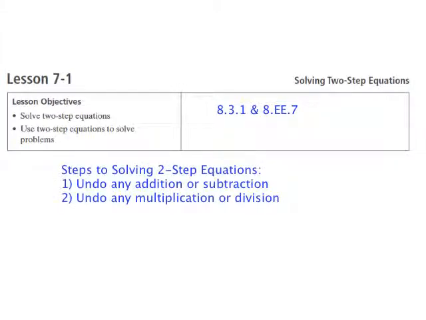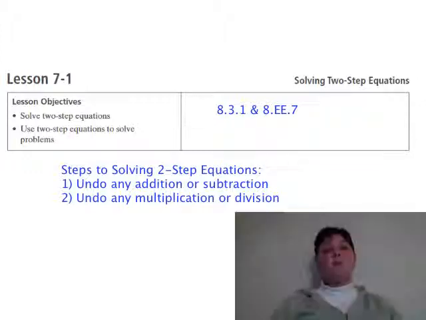The steps to solving two-step equations. Number 1, undo any addition or subtraction first. Step 2, undo any multiplication or division. Pause the video if you need more time to copy down these important instructions.